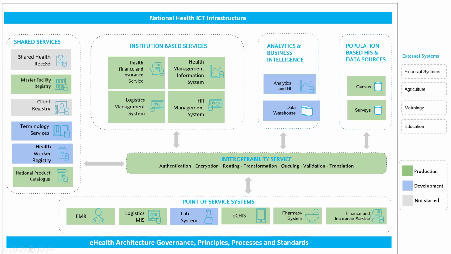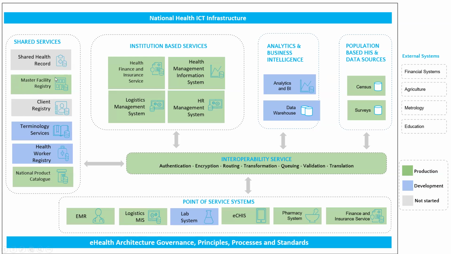On the left side we have the shared services. In this list, the greens are already developed, the blues are in development or in production, and the grays were under development. We have the master facility registry, shared health record, client registry, and terminology service. We are using OCL, Open Concept Lab, a Health Worker Registry, and a National Product Catalog. These are the shared services. Any system that wants to share data should align with them.